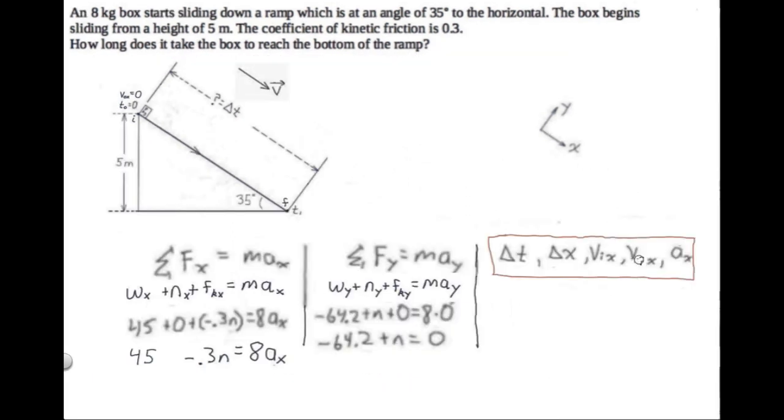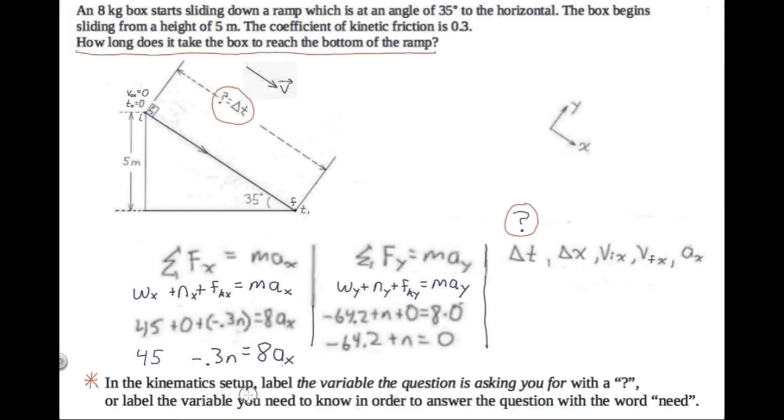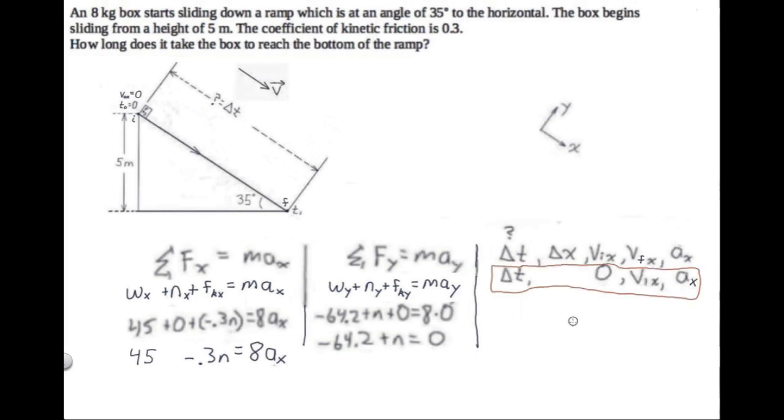Now we're ready to work with our kinematics setup. Remember that the kinematics setup begins by simply listing the general symbols for the 5 kinematics variables. In your kinematics setup, label the variable the question is asking you for with a question mark. We've seen that this question is asking us for the kinematics variable delta t. So in our setup, we label the variable delta t with a question mark. We'll see momentarily why this label is useful.